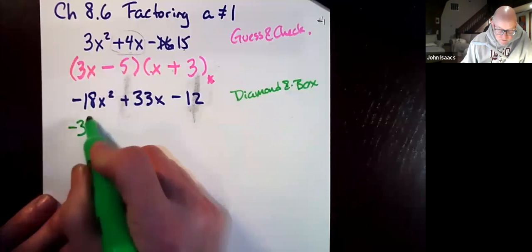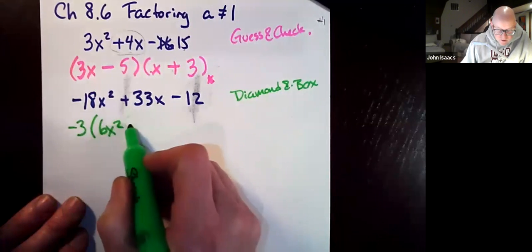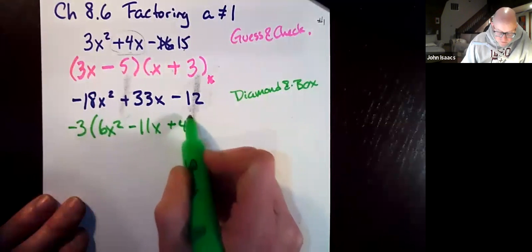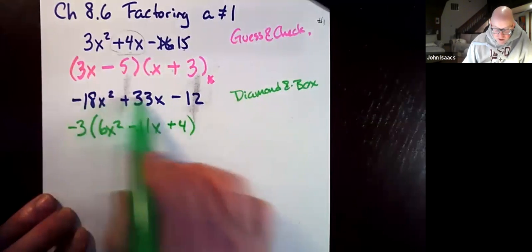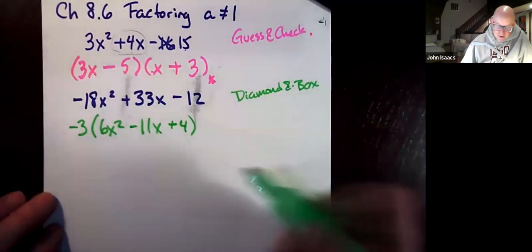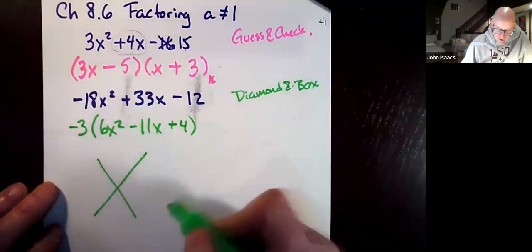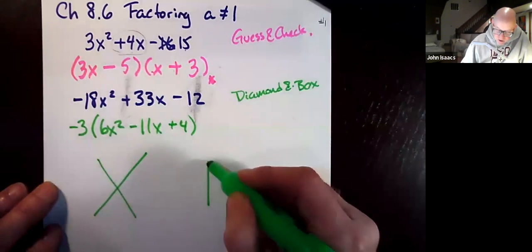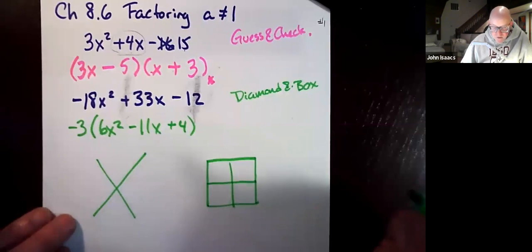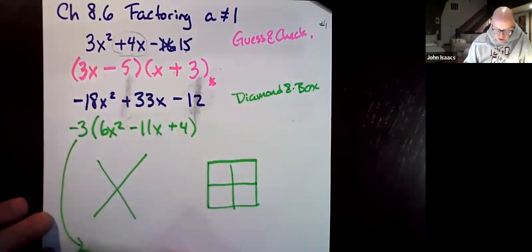So negative 3, 6x squared, gotta be careful with the signs here, negative 11x, positive 4, right? This multiplies back to that. So I've taken out just a negative 3, that's all. Now, diamond in the box. Here's the diamond. Remember, it's got a diamond around it, but I don't draw that. And here's the box. So in the diamond, the negative 3 I'm ignoring. I'm just going to make sure that comes down here later in our answer.